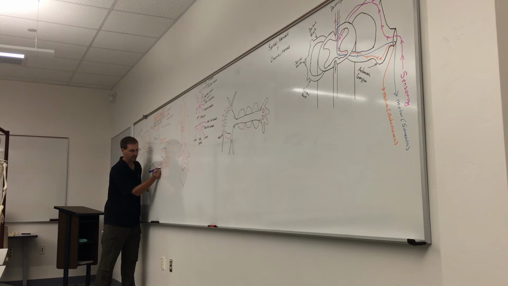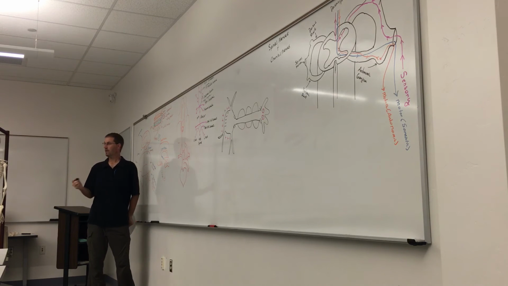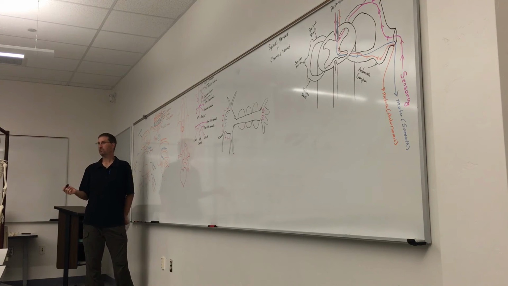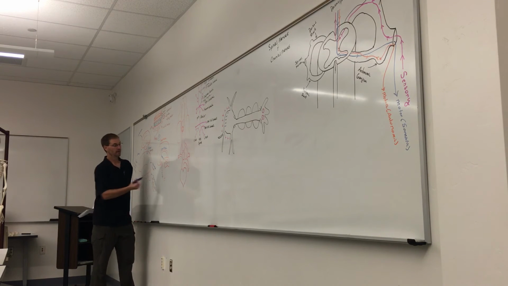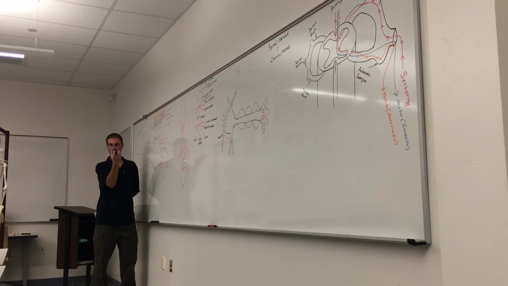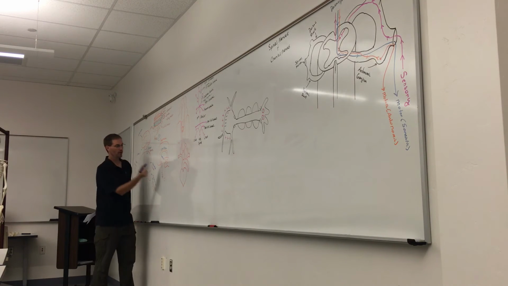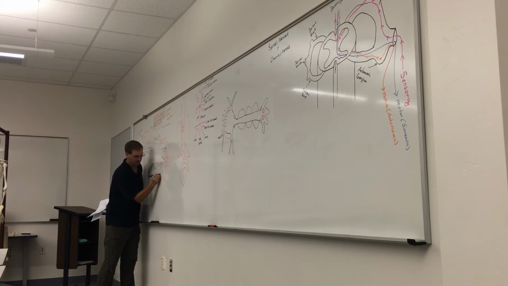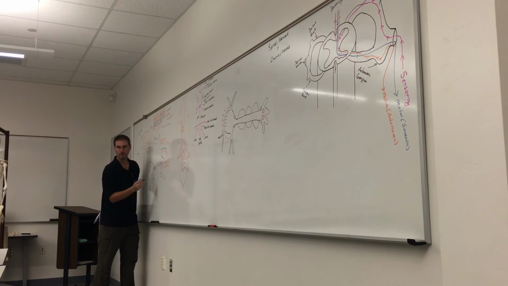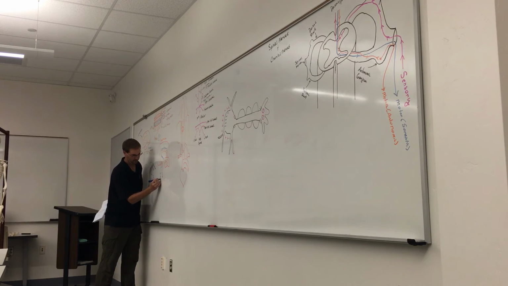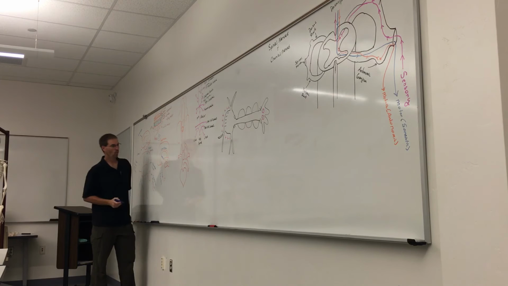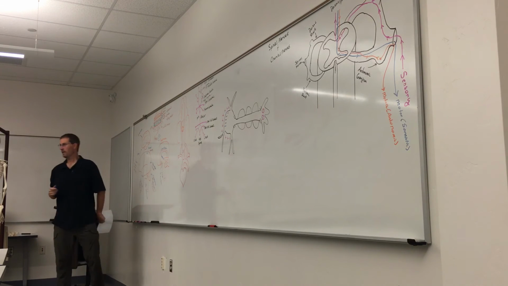sac-like structure underneath the hypothalamus is actually a part of the endocrine system. The hypothalamus is too, but it's a little sac-like, has two lobes to it. It starts with a P, the pituitary gland. Okay.